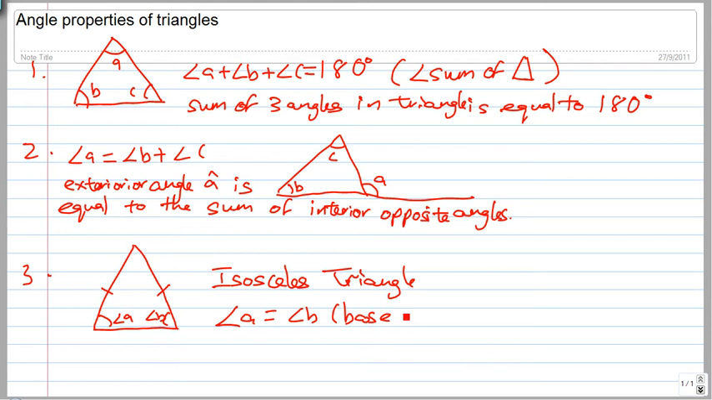Base angles of isosceles, isos for short, then the triangle symbol. And of course, if you speak about isosceles, you've also got to talk about equilateral triangles.